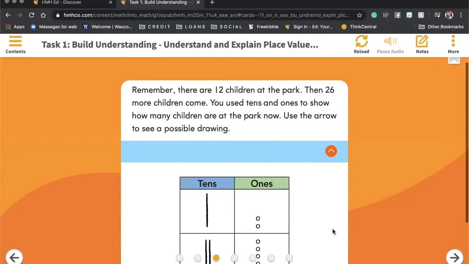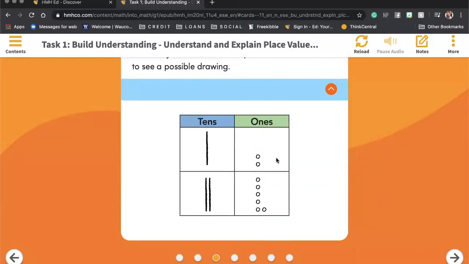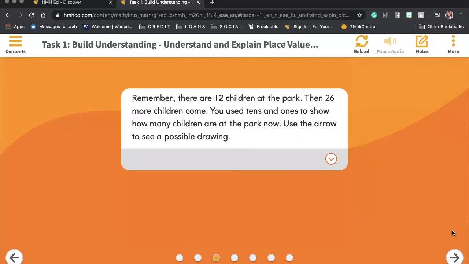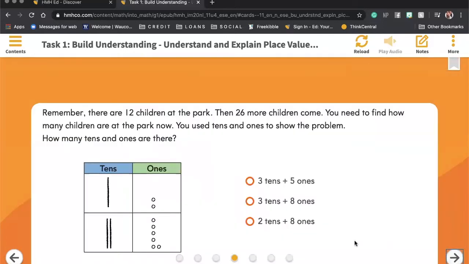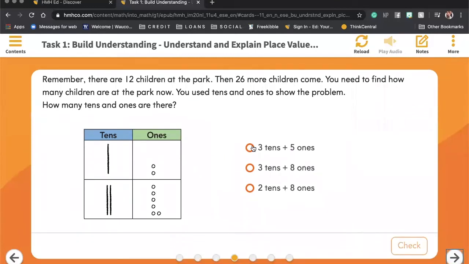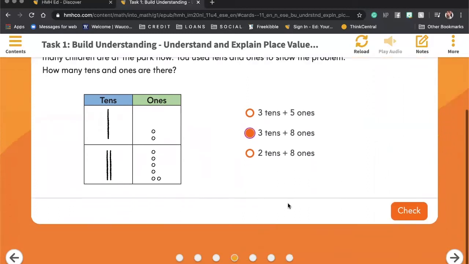So let's take a look. They decided to draw the picture to show it. So they have their one group of 10 and 2 ones, and their 2 groups of 10 and 6 ones. So how many 10s and 1s are there? We figured out that there are 3 10s and 8 1s.